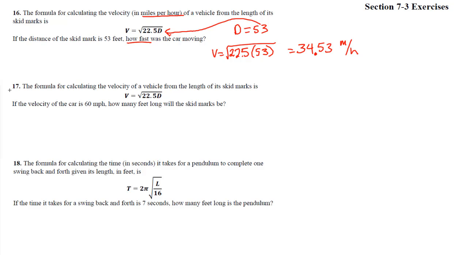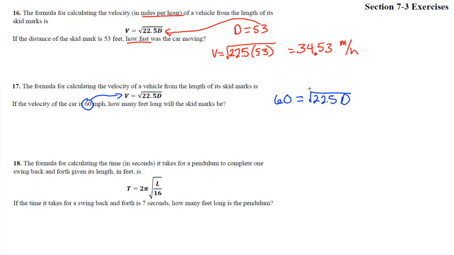All right, number 17. The formula for calculating the velocity of a vehicle. Wait a second, same formula. If the velocity of the car is 60, this means 60 goes into the v. So we get 60, how many feet long? 60 equals the square root of 22.5d. And why is this one any different than number 16? Notice that was just an arithmetic problem. We didn't actually have to do any solving, whereas this one, we've got to get that d out from underneath the square root sign.